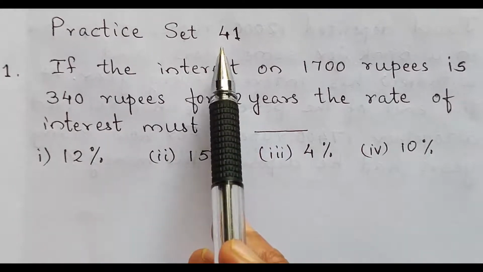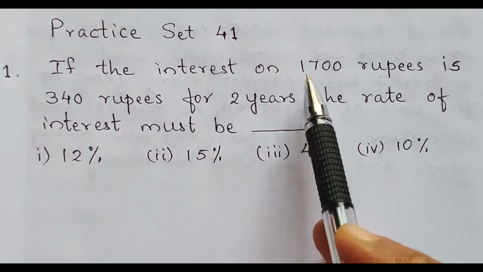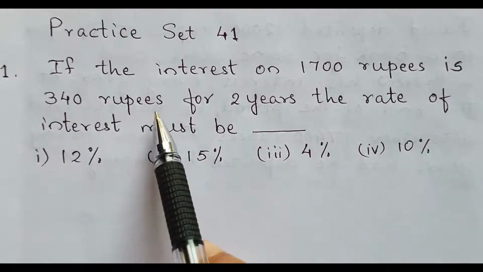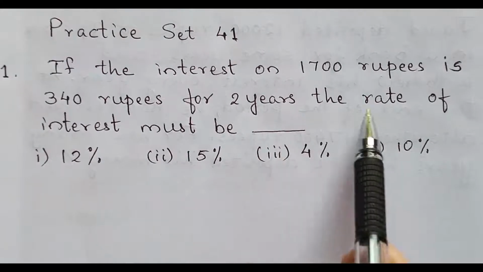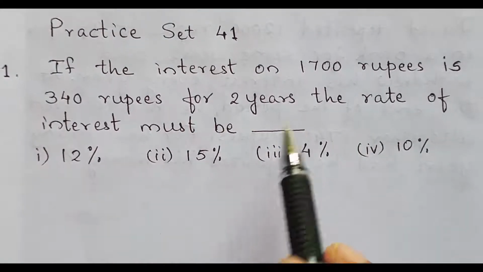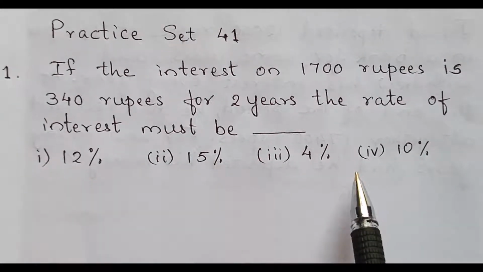Practice 4.1. Question number 1. If the interest on 1700 rupees is 340 rupees for 2 years, the rate of interest must be dash. They have given you 4 options. You have to choose the correct one.